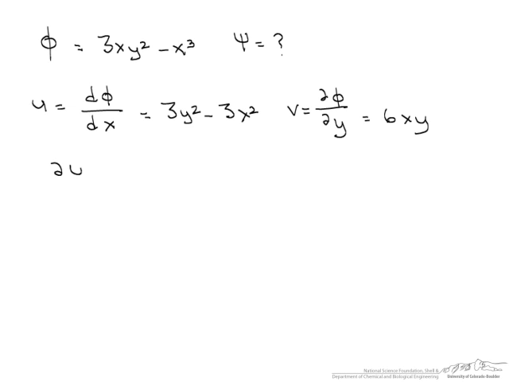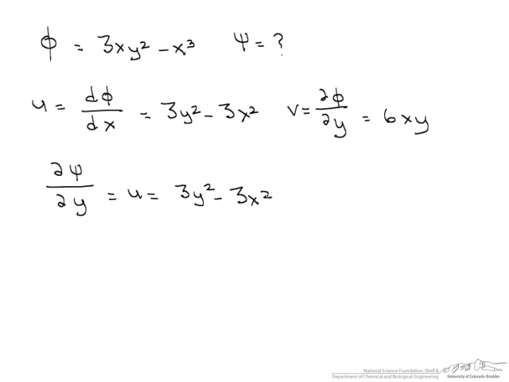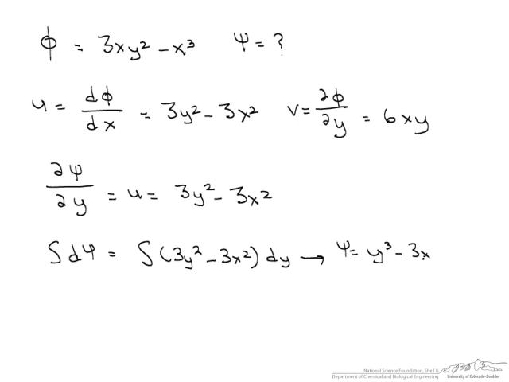Well, the derivative of the stream function with respect to y actually equals u, which is 3y squared minus 3x squared. So we can separate this and integrate it such that d of the stream function equals 3y squared minus 3x squared dy. And when we solve this, we find that the stream function can be written as y cubed minus 3x squared y plus some function of x.